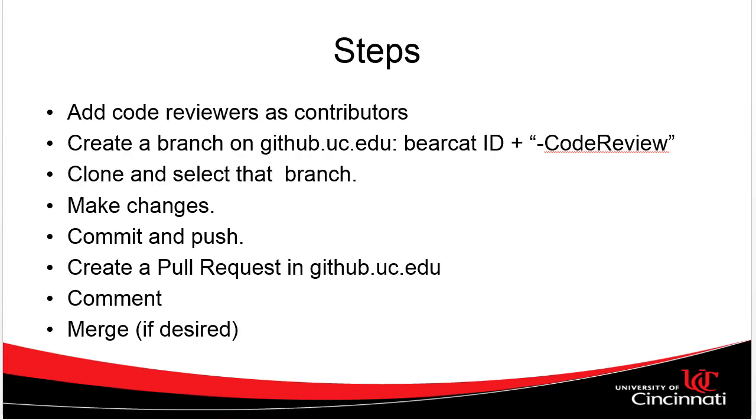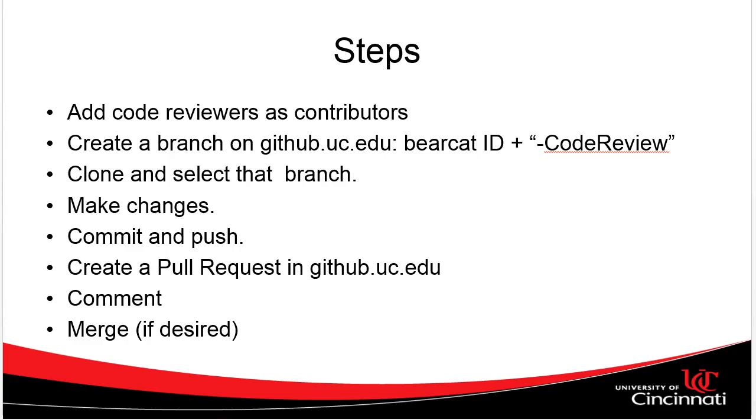Now, the steps for a code review. First of all, anyone who's doing a code review should be a contributor in your project. So you'll need to set them up early as a contributor. After that, the person doing the code review should create a branch. In our case, I'm recommending that the branch is going to be your Bearcat ID, that's your 6+2, and then dash code review that follows that. Now, in Eclipse, and you can do this on the VM if you wish, don't have to, but you certainly can, you clone and select the branch that you've created.